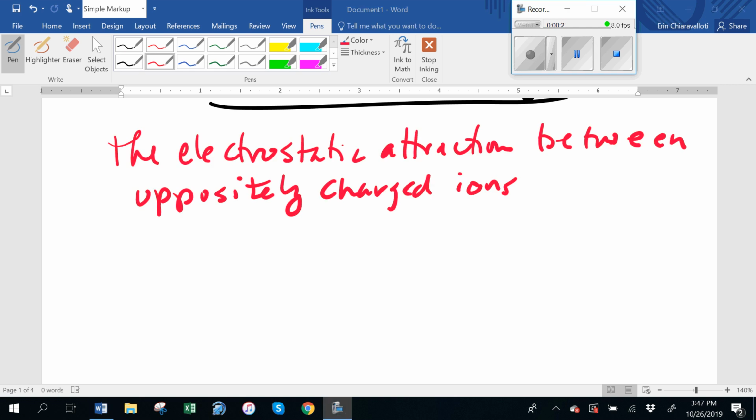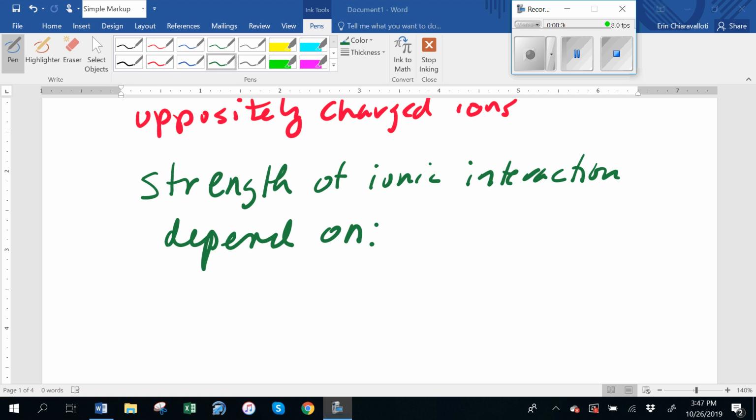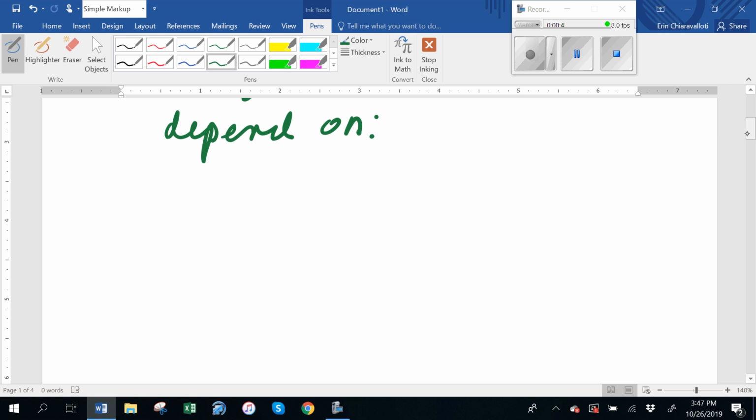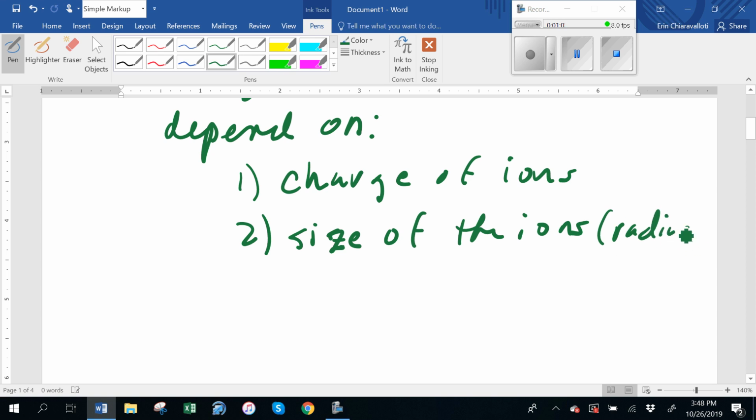And the strength of ionic interactions depends on two things. And the things that they depend on are the charge of the ions and the size of the ions. And by size, we're really going to be referring to the radius.